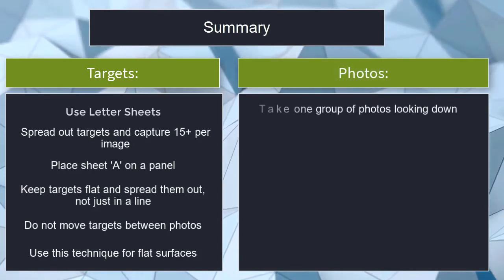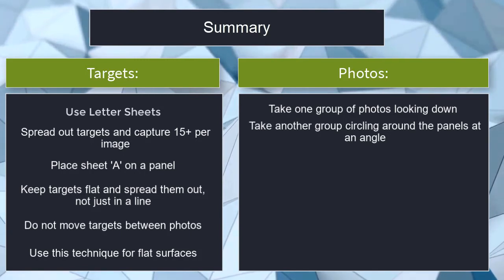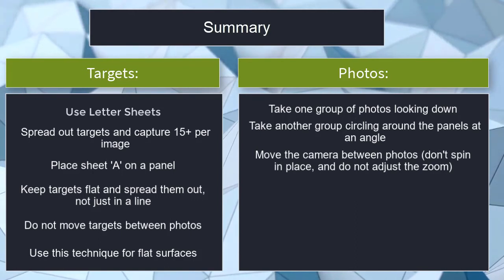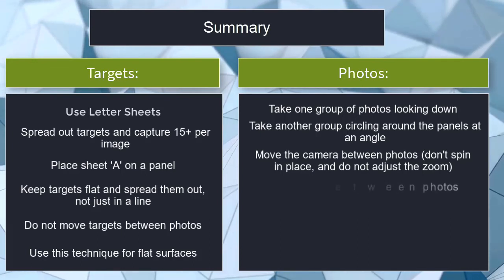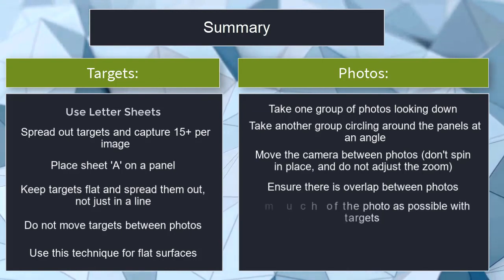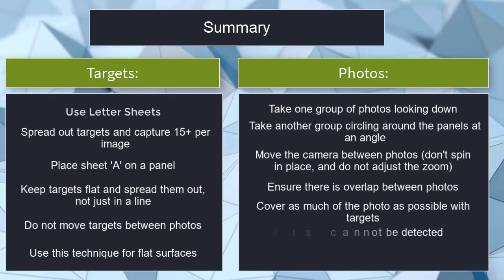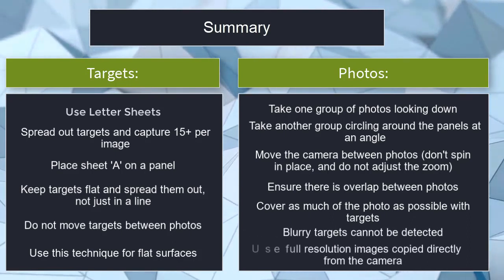Take one group of photos looking down. Take another group circling around the panels at an angle. Move the camera between photos. Don't spin in place and do not adjust the zoom. Ensure there is overlap between photos. Cover as much of the photo as possible with targets. Blurry targets cannot be detected. Use full-resolution images copied directly from the camera.